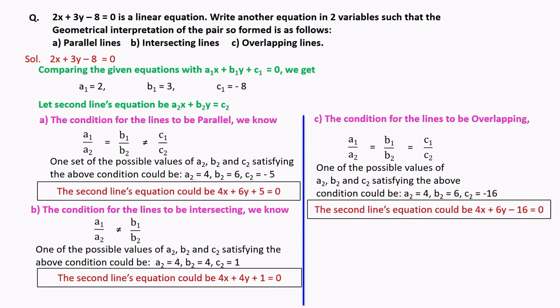Final answers. Parallel lines, 4x plus 6y plus 5 equals 0. Intersecting lines, 4x plus 4y plus 1 equals 0. Overlapping lines, 4x plus 6y minus 16 equals 0.